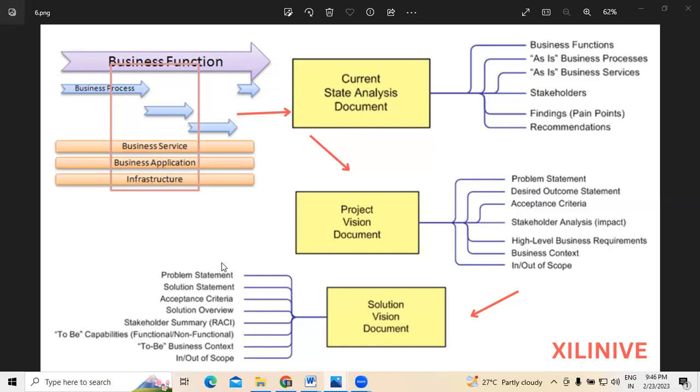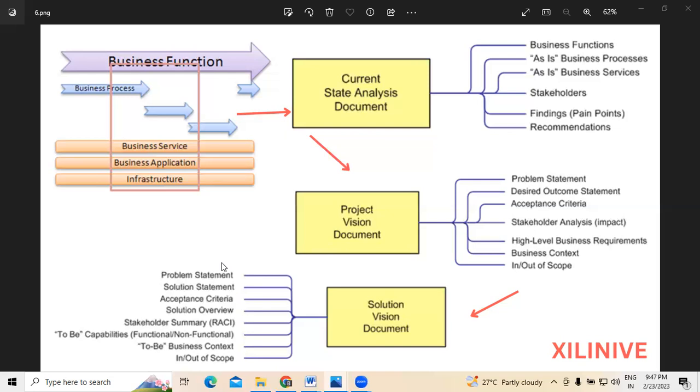After knowing about the stakeholders, whatever findings we have identified, the kind of pain points in reference to the customer's problem, and what kind of findings we have made based on research as well as interacting with the stakeholders, along with whatever recommendations we have identified so far, come under the first document, which is called the current state analysis document.